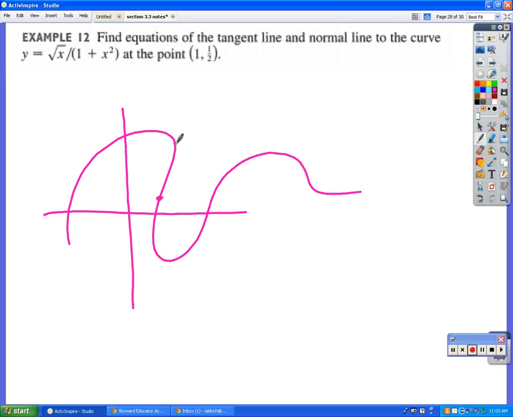Okay. That point right here has a tangent line. So we're finding the equation for that tangent line. It also has a line that is perpendicular to that tangent line. So we're finding a normal line. Got it? Okay, so we're tangent at that point and perpendicular at that point.